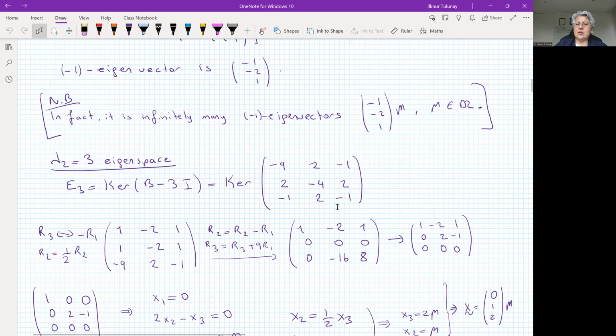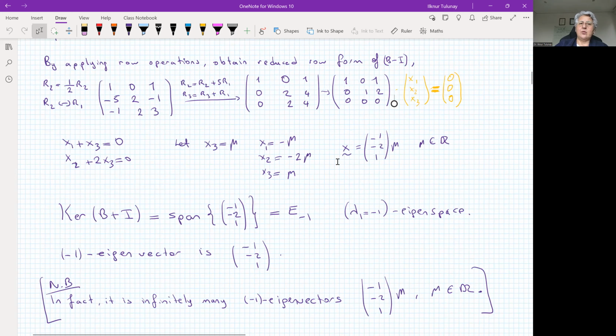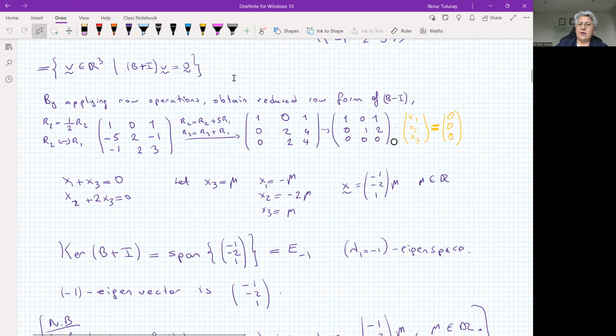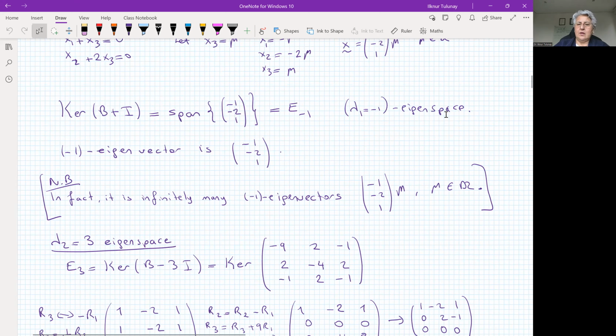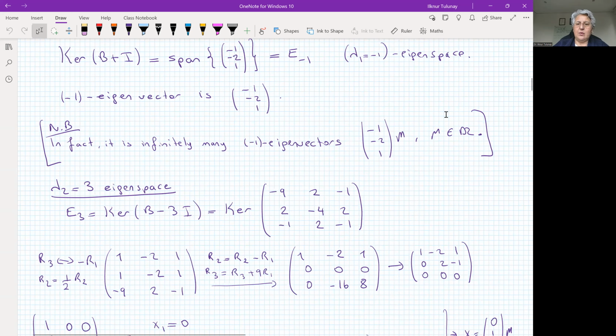Same idea, we would like to solve this homogeneous linear system of equations. I haven't written it, but this is what we want to find out. This is the kernel space. We would like to find the solution space such that B minus 3I times x is equal to 0. We want to solve these homogeneous linear equations.